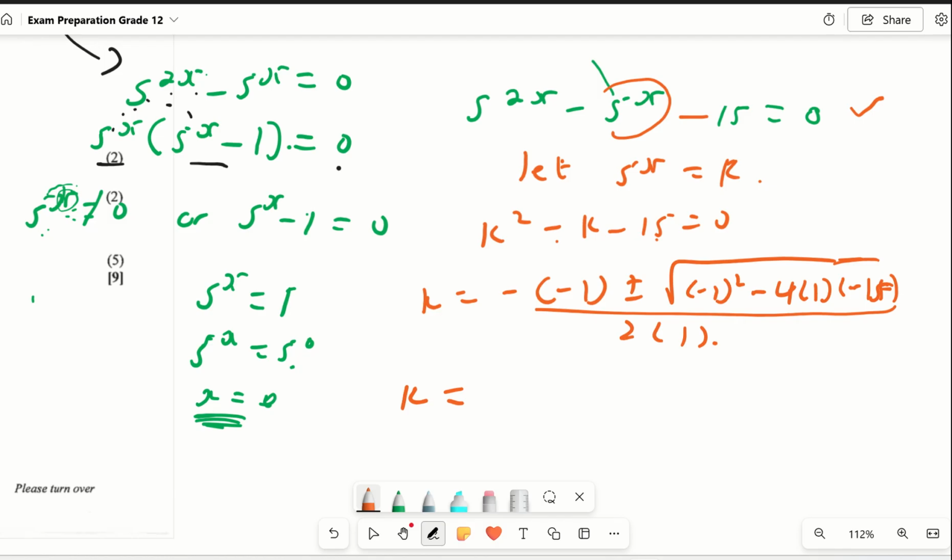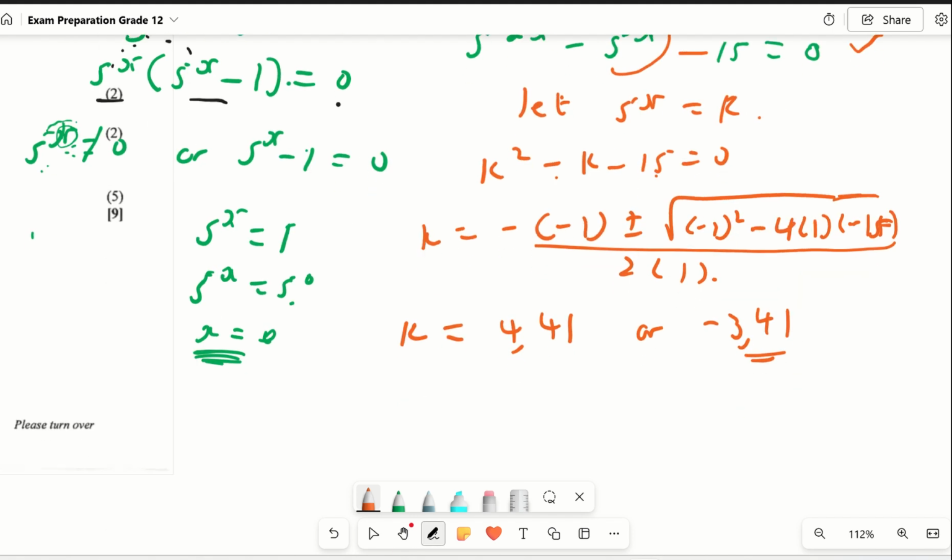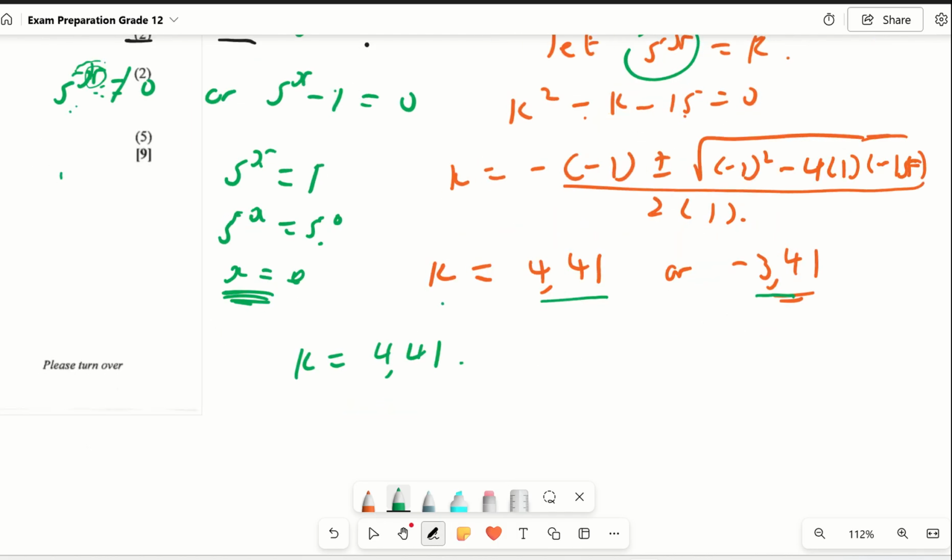This will give us 4.41 and minus 3.41. Okay, it gives us those two answers. So what you're going to do is that the first answer is k equal to that, k equal to that. So you're going to go k equal 4.41. You replace the k, with 5 to the power x equal 4.41.